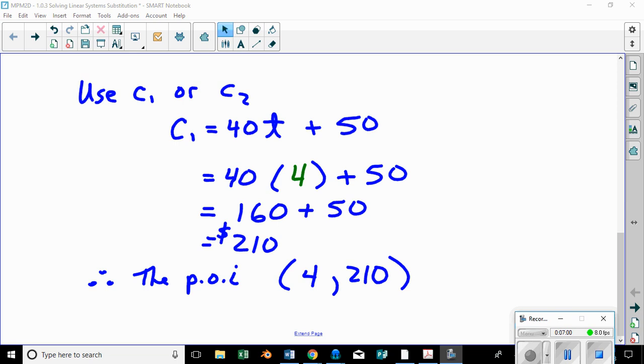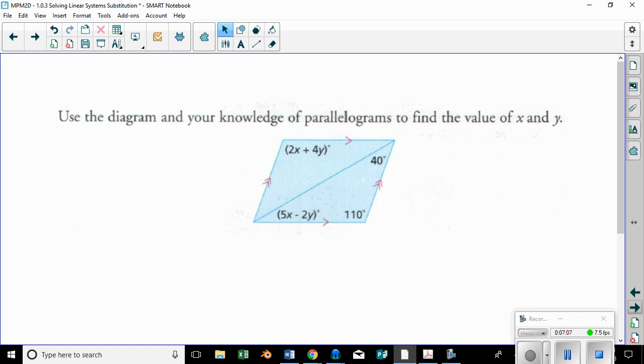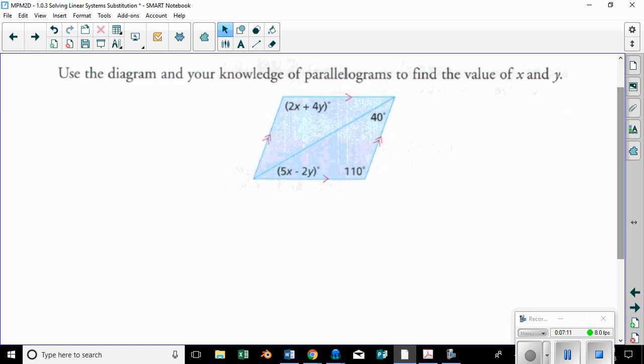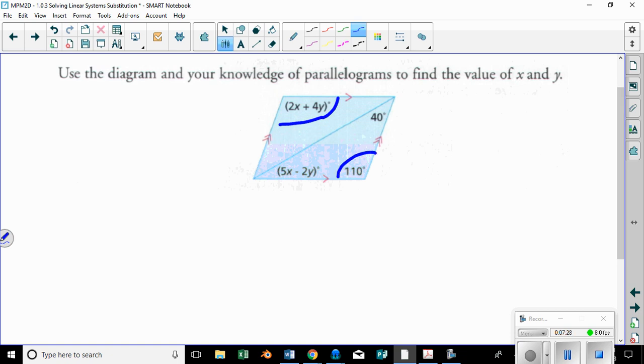This is another question out of the same textbook. It is more based in geometry. Use the diagram and your knowledge of parallelograms to find the values that are indicated. So in geometry, we know that there are different rules for how angles are related to each other in these kinds of shapes. We know that this angle here in a parallelogram is always equal to this angle here, which would actually give us our first equation, 2x plus 4y is equal to 110.